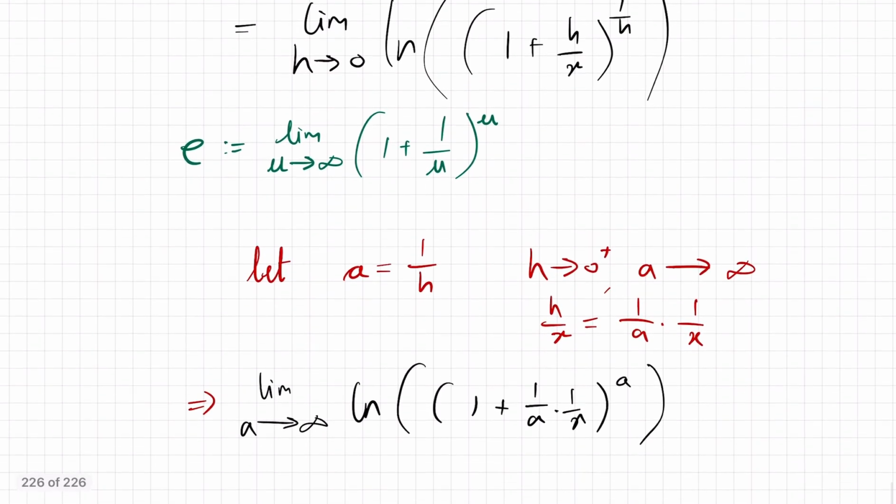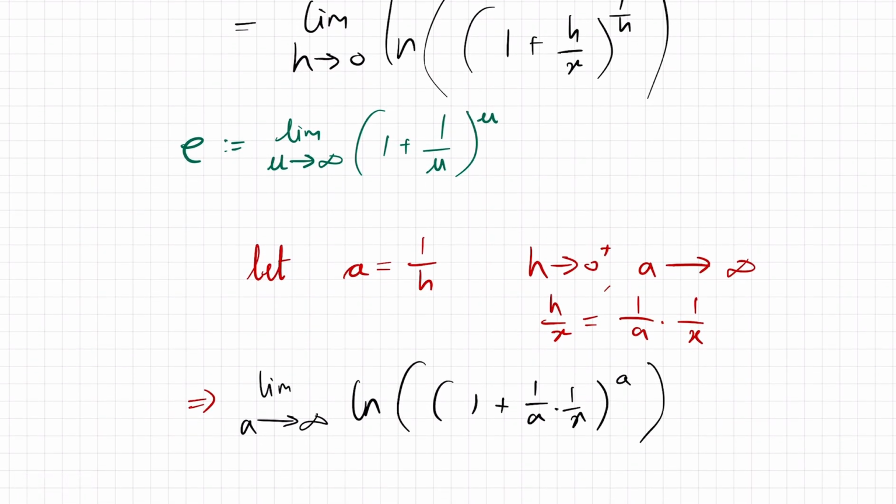Oh, sorry, I see my mistake. Sorry, guys. This was the substitution we meant to make. A is equal to x over h. Okay, there we go. That makes so much sense. So obviously, same sort of thing. X is just a constant. So as h goes to 0 plus, a still goes to infinity. But now what I can do is we can just write h over x is just 1 over a. And 1 over h is the same thing as a over x. All right, there we go.